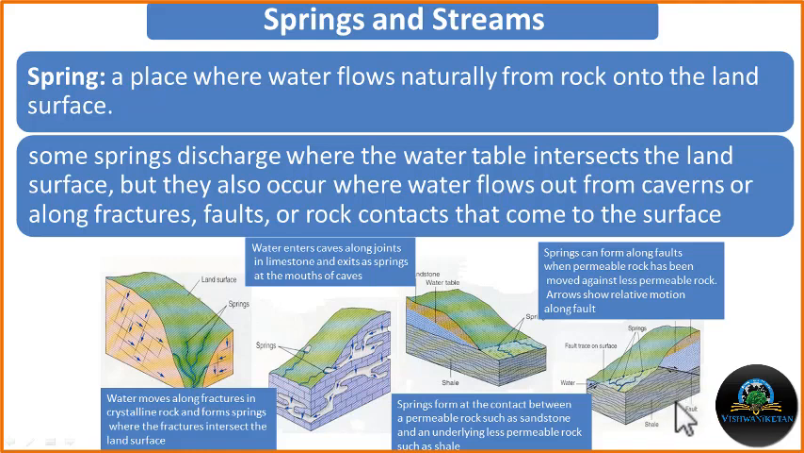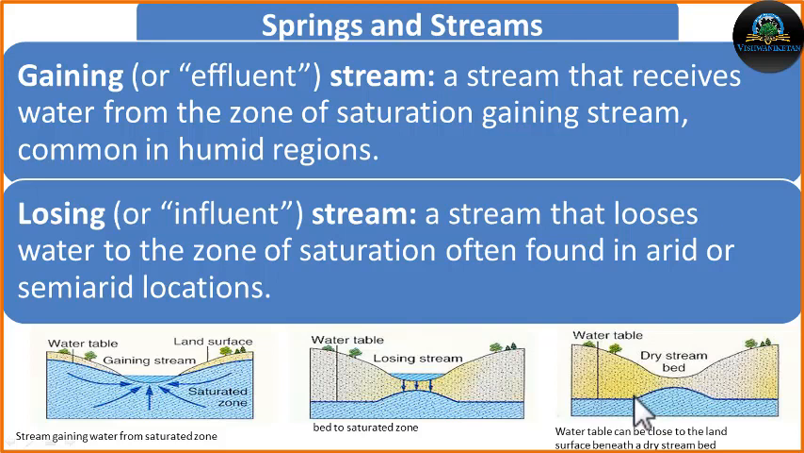There is another example where a water bearing horizon is brought upward because of some faulting. So if I expand this fault, this may move like this and the water may come out from this fault. Now there may be two types of stream. One is the gaining stream or the effluent stream, a stream that receives water from the zone of saturation. This is called the gaining stream.